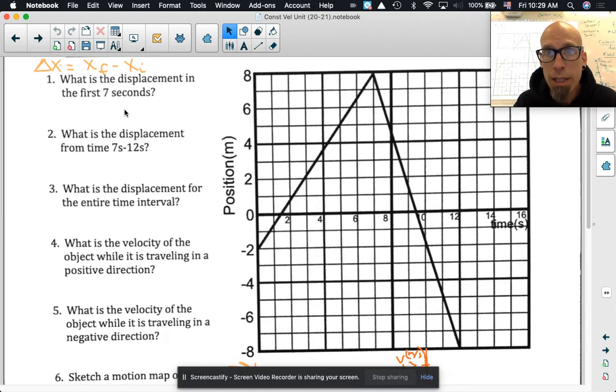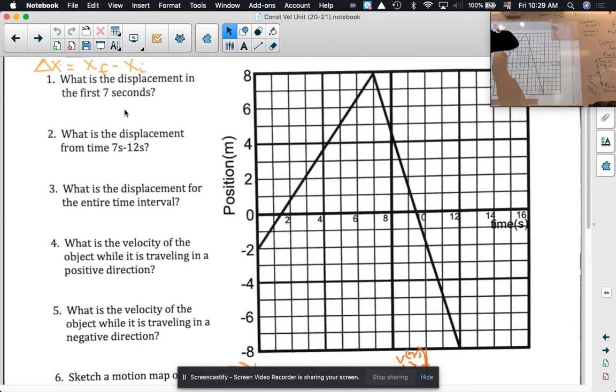Well, first of all, you have to know, where were you at the beginning of the time interval and where were you at the end of the time interval? So, where were you at the beginning of the time interval? Well, you were, oh no.